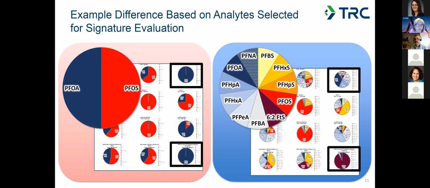So this slide just shows you the same exact data set, but the evaluation looks really different based on the analyte selected. And you can see on the left, the pie charts, the top and bottom ones that are circled, look like only PFOA. So you would think maybe it's a Teflon manufacturer. But the second set of pie charts on the right, these are the same 2 samples, but with more analytes. And you see something completely different going on here. The signatures are very different. So the analytical list is very important for source identification.